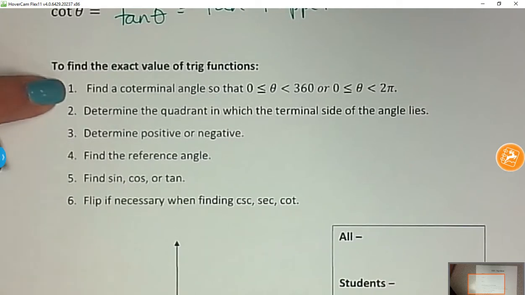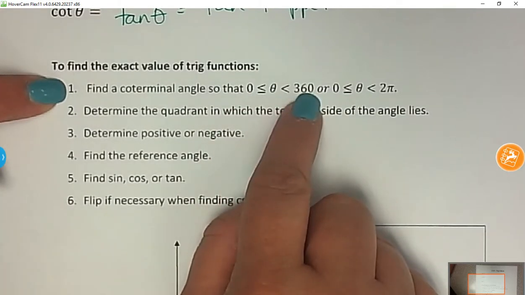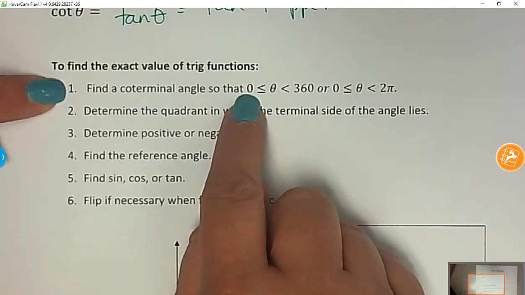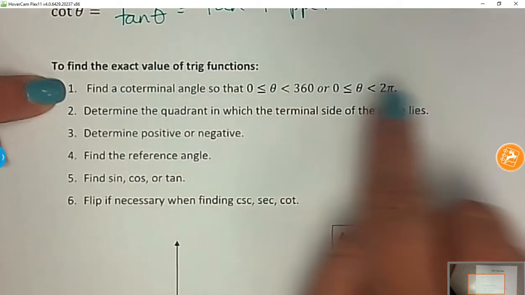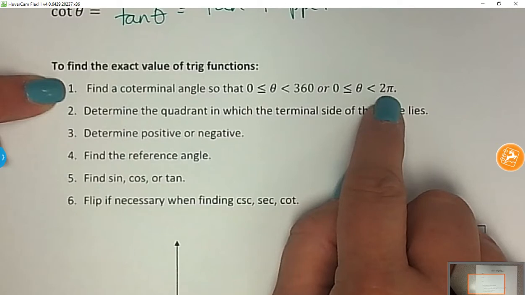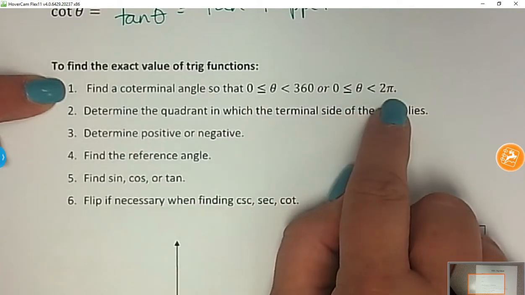The very first thing you do is you find a coterminal angle. I want it to be between 0 and 360, and this says to include 0, but not include 360. Or if you're in radian measure, 0 to 2 pi. And you should include 0 in your answers, but not 2 pi.